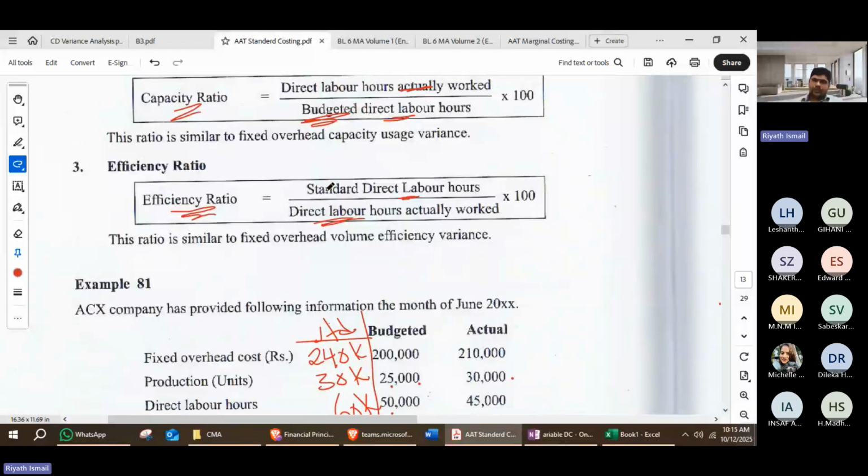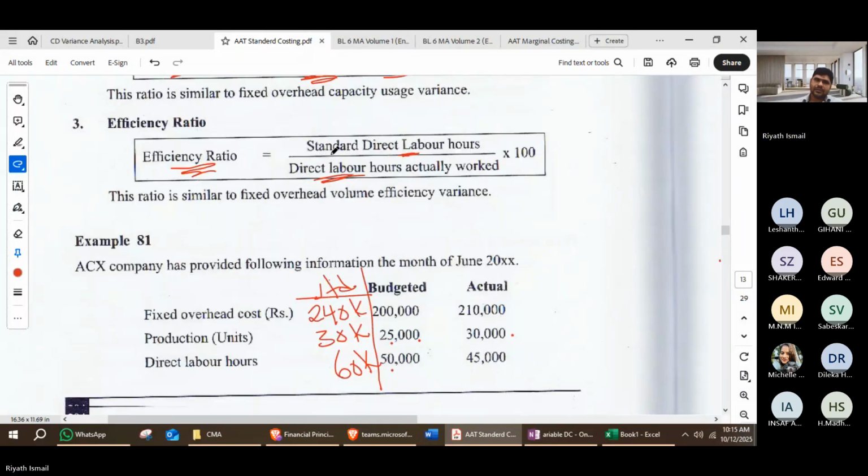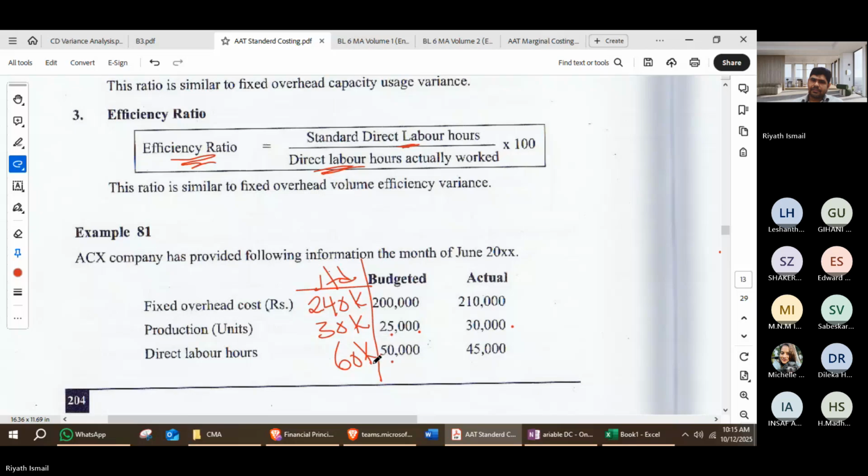Let's see first the activity ratio: standard labor hours over budgeted direct labor hours. Standard labor hours 60,000, budgeted 50,000. So adverse or favorable? In terms of direct labor, did they use it efficiently or not? Favorable. Yes, they have used it in a favorable manner.